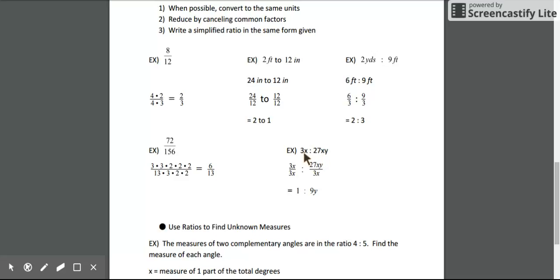So on the left, 3x divided by 3x leaves me with 1. 27xy divided by 3x leaves me with 9y. So 3 goes into 27 9 times. X's are common factors, they just go away, and we're left with that y. So the final simplified ratio of these terms is 1 to 9y.